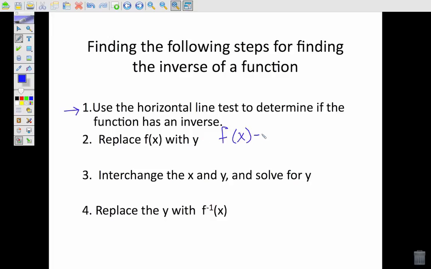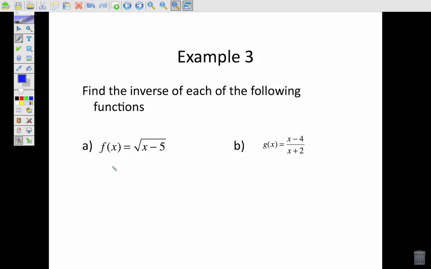Replace f of x with y, because normally we have f of x equals. So we want to write it as y equals. And then you're going to exchange the x and y, so switch places with them, and then solve for y. And then replace again, write it back into f inverse form. Finding the inverse. All right, here we go. We got a couple examples to do this.